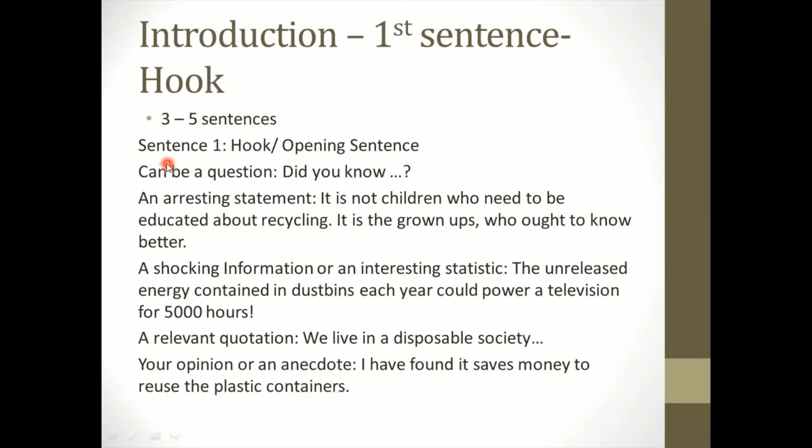Now sentence one is the hook or the opening sentence. Your opening sentence should be so interesting that we can call it a hook. Anything in your first sentence, if it is interesting, you will be able to hook your reader. That means you will be able to catch their attention. Now they want to read on. The moment they read the first sentence, they should like it enough so that they can read on. So you have to hold on to their interest from the very first sentence.